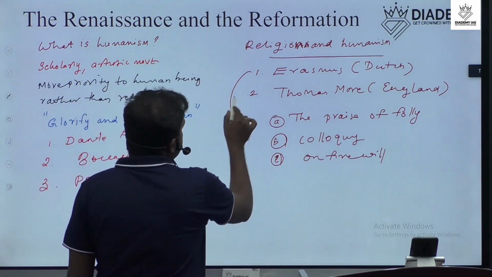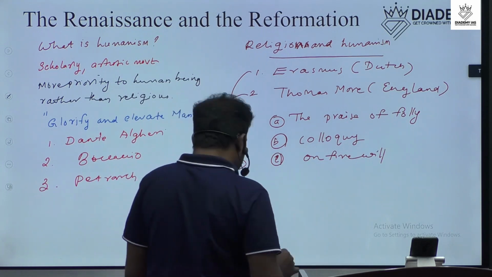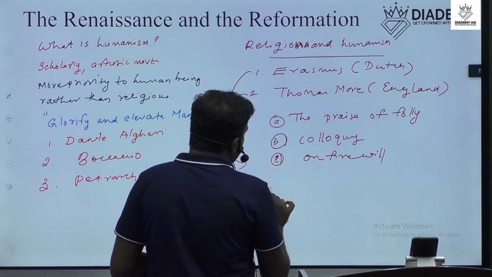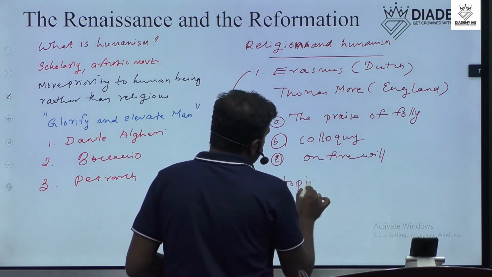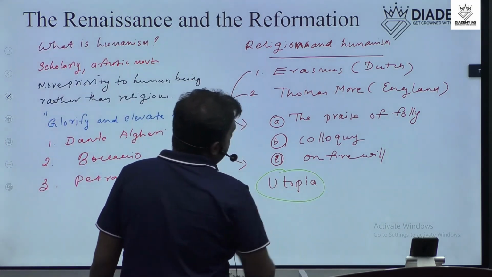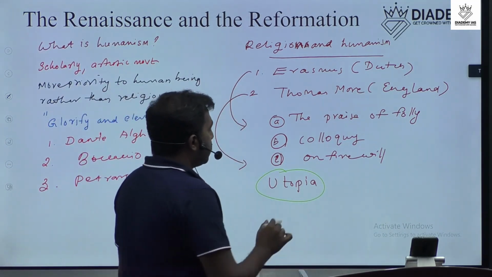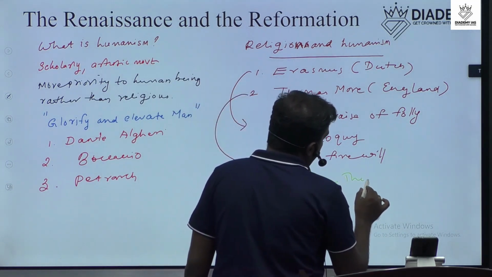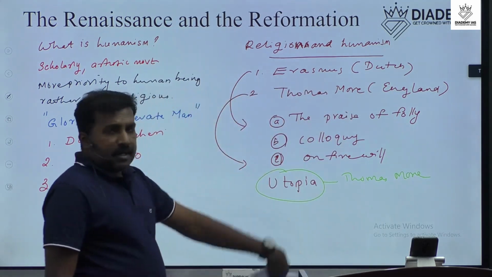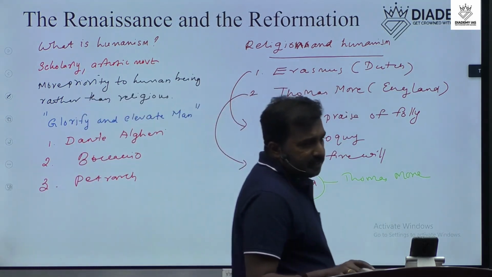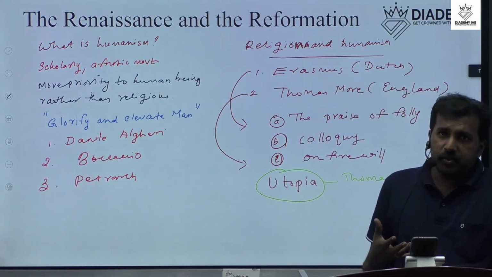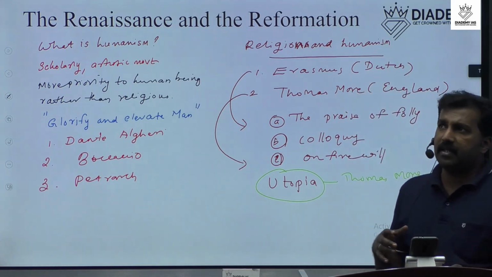And what was the work of Thomas More? It's an important work. We know that in 1516 it is Utopia. It's very, very important. Utopia is a work by Thomas More. Through these literary works, these writers promoted the society and they tried to change the religious attitude of England.